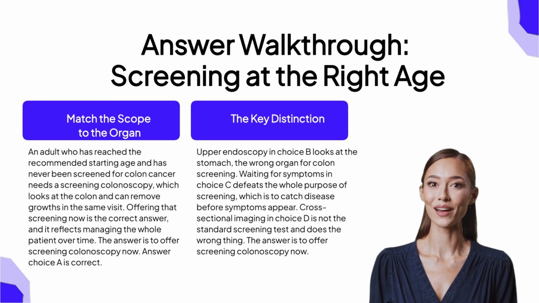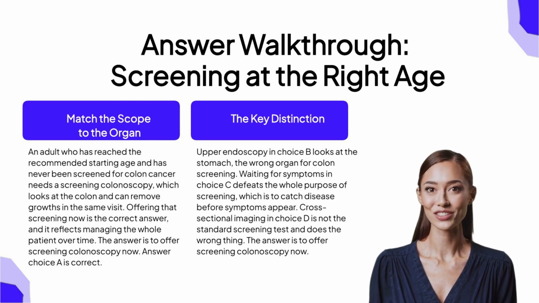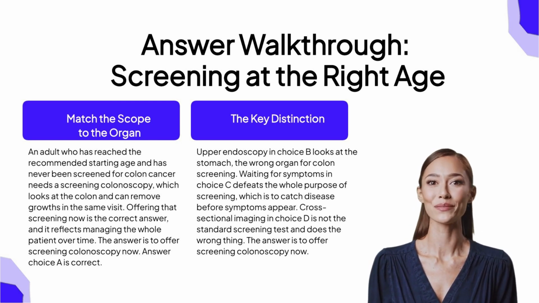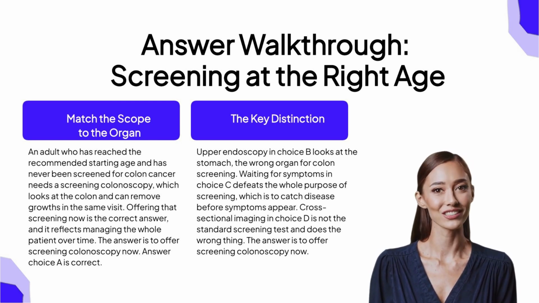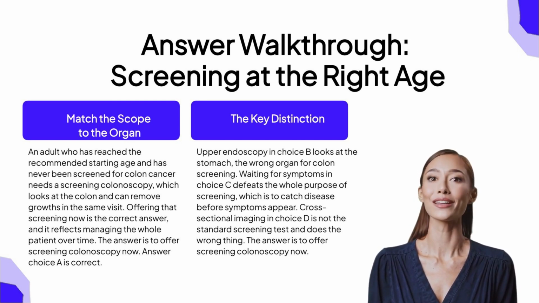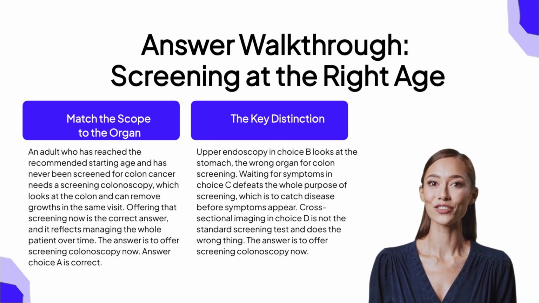Now the wrong choices. Choice B, upper endoscopy, looks at the stomach, the wrong organ. Choice C, waiting for symptoms, defeats the whole point of screening, which is to find disease before symptoms appear. Choice D, cross-sectional imaging, is not the standard screening test. The answer is to offer screening colonoscopy now.